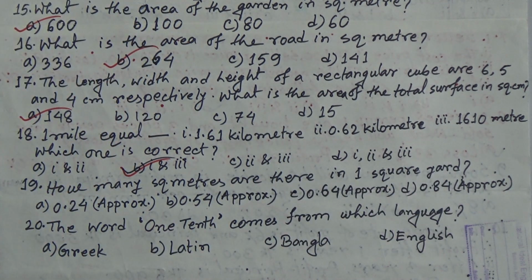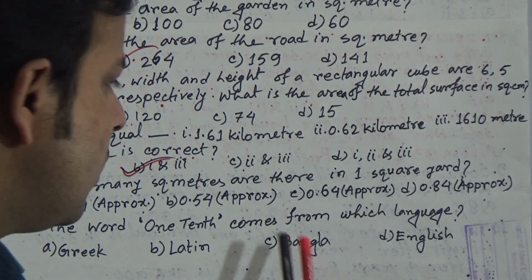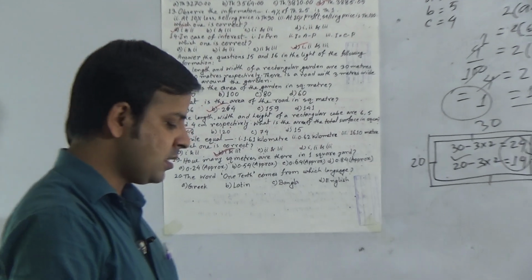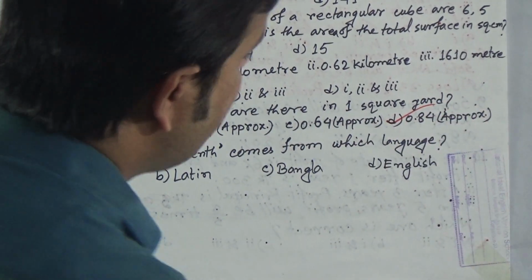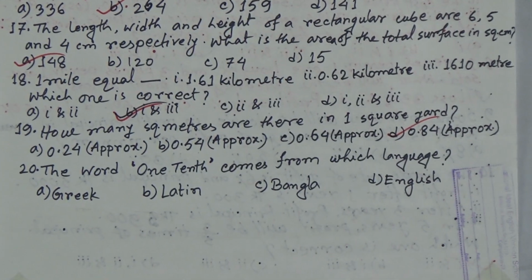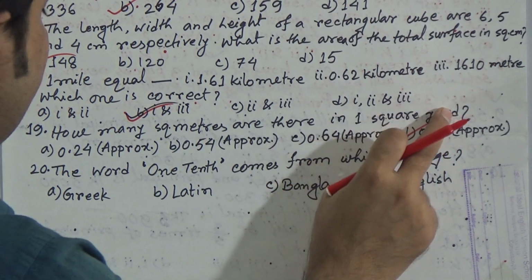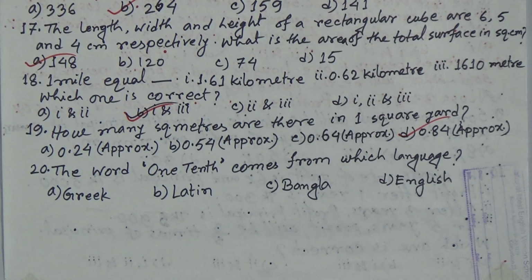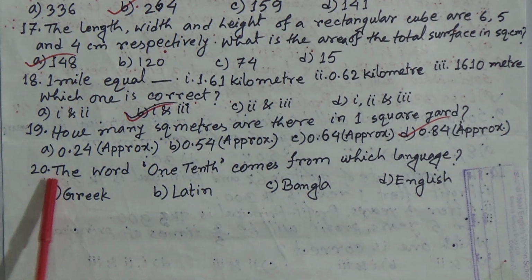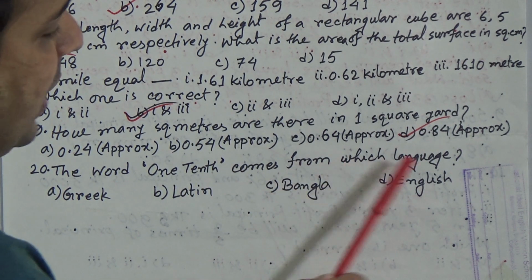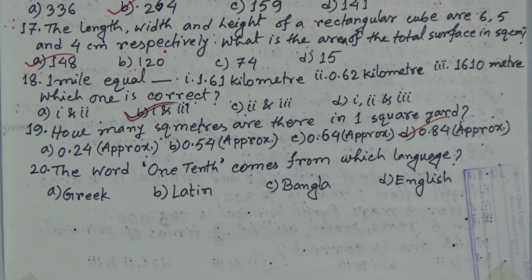Dear students, you know this information directly from your book. 1 square meter is equal to 0.84 square yard. How many square meters? This is the approximate value. 1 square yard is equal to 0.84 square meters. This one is not the exact value. And question 20, the word comes from which language? Dear students, you know this one is also directly from your book, that is Latin. The language is Latin. Okay, dear students, I have solved all the questions.